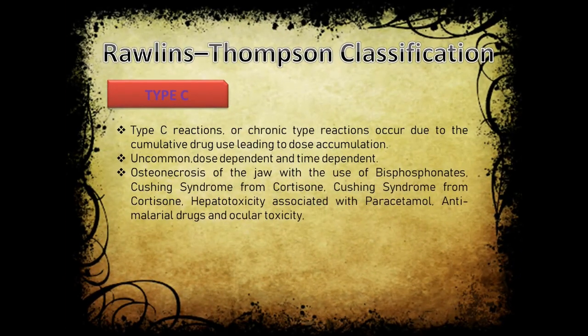Now, type C reactions are also known as chronic reactions, which occur due to cumulative drug use leading to dose accumulation. These are uncommon, dose dependent, as well as time dependent. Examples include osteonecrosis of the jaw with the use of bisphosphonates, Cushing syndrome from cortisone, hepatotoxicity associated with paracetamol, and antimalarial drug associated ocular toxicity. So these type C reactions occur at a continuous rate, and these are chronic in nature.